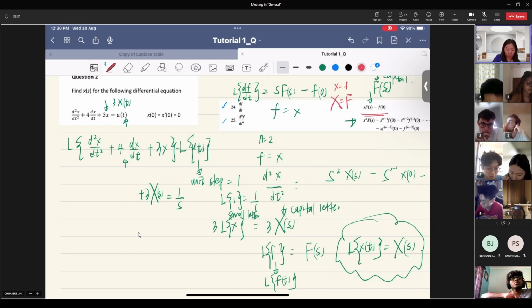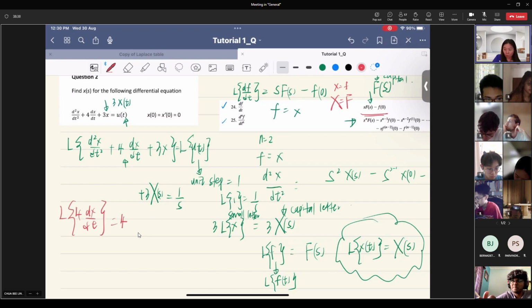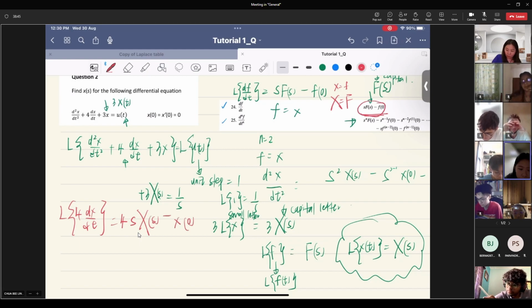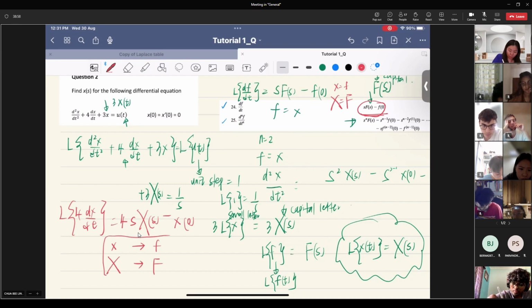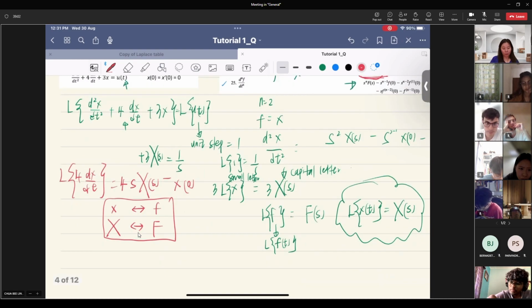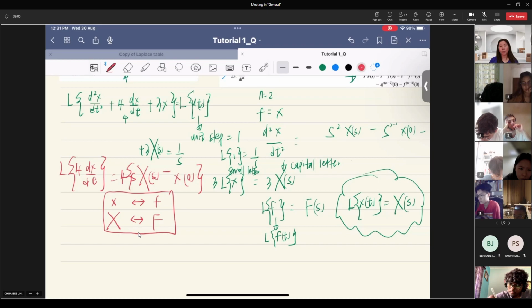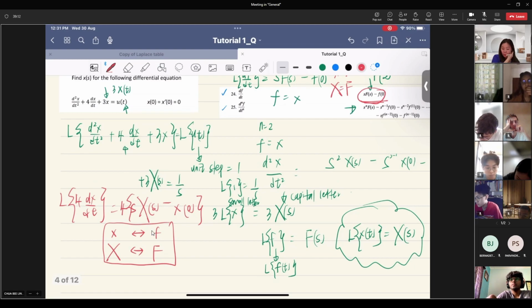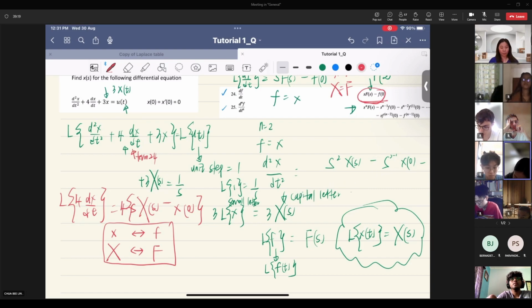So if I want to have 4 dx over dt, the Laplace transform of this, I will get 4 times (sX(s) minus x(0)). I will just be changing the letter x to f, x to f, interchangeable. And remember to put a bracket here because the 4 is outside. So this is term 24, power to 1.